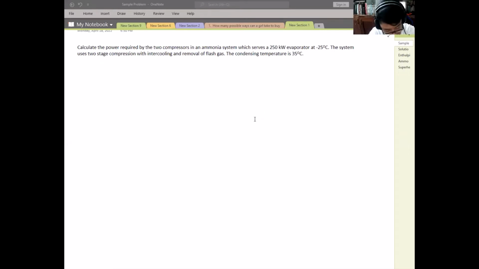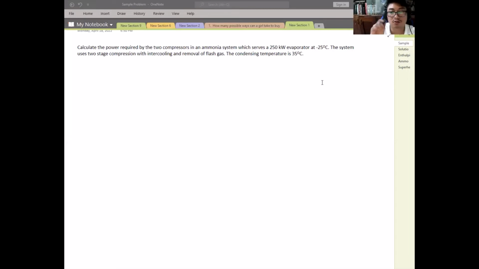So we have a flash tank here, and your flash tank will serve as your intercooler. So please read chapter 16 of our book, that is page 308 to page 311. Okay? Condensing temperature is 35 degrees Celsius. So what is the first step?